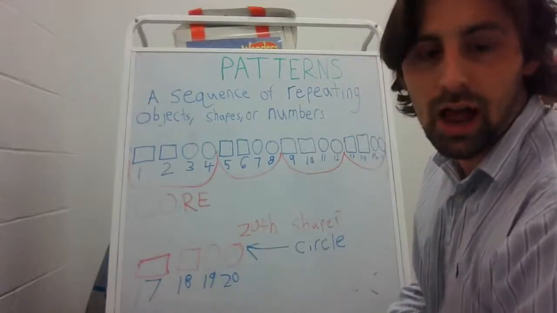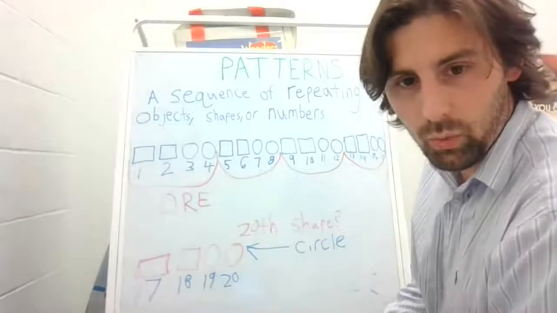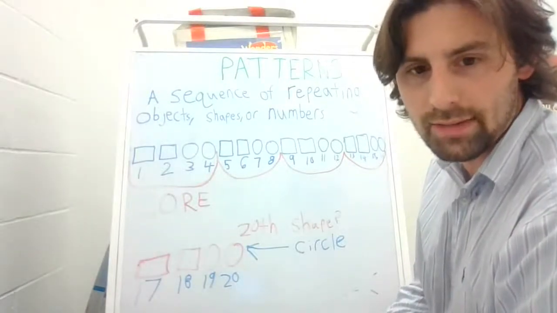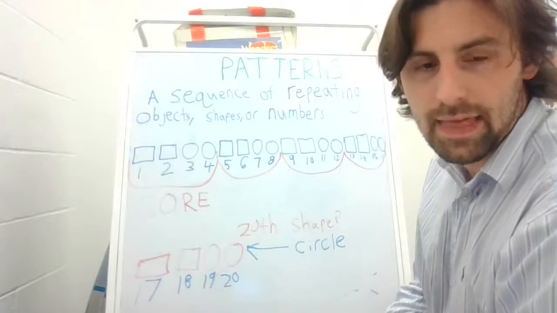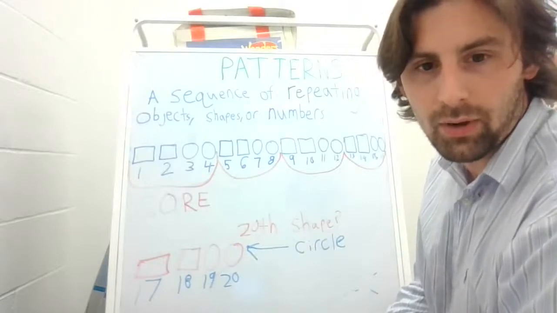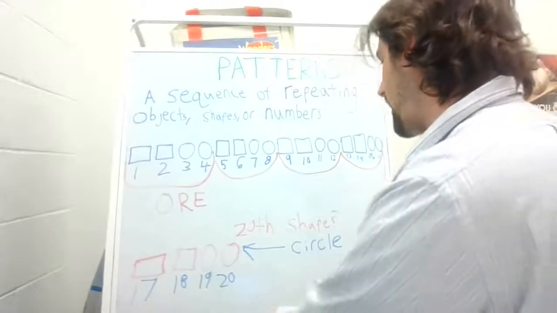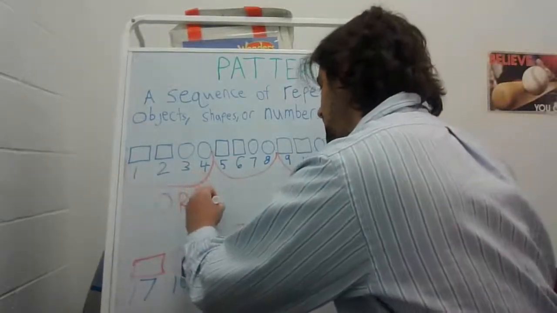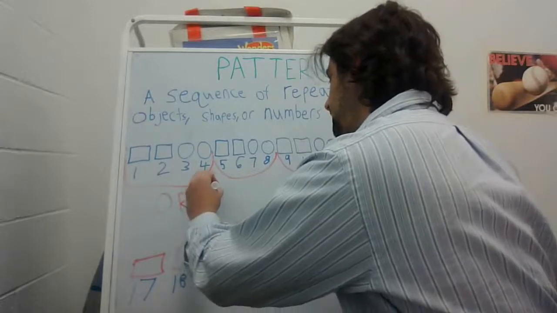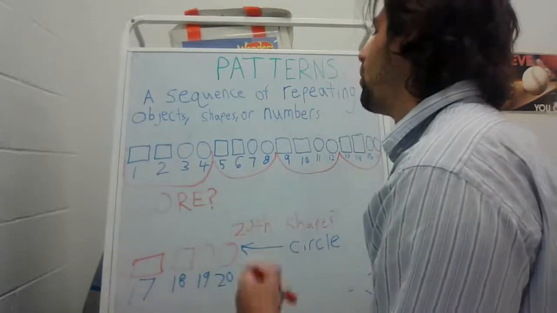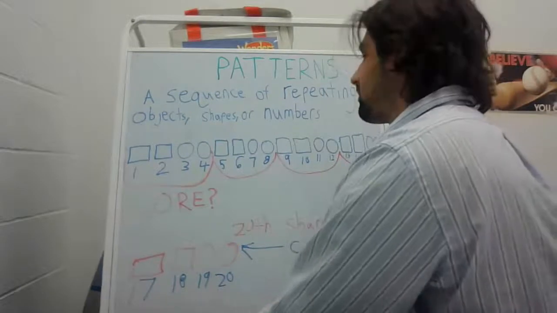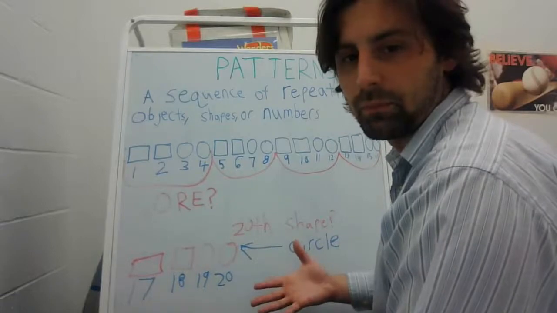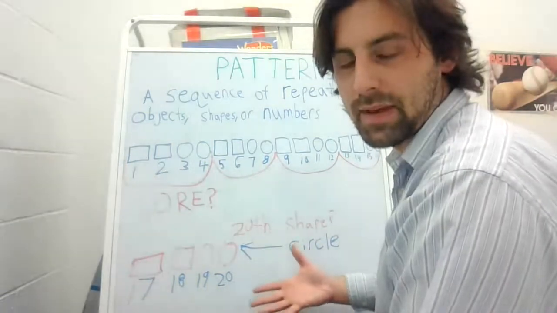All right, I'm going to do one more pattern with shapes, and then we're going to move on to baseball. So again, the questions we're looking for are, what is the core, and what is the 20th shape? We want to be able to identify what a certain shape is based on the pattern.